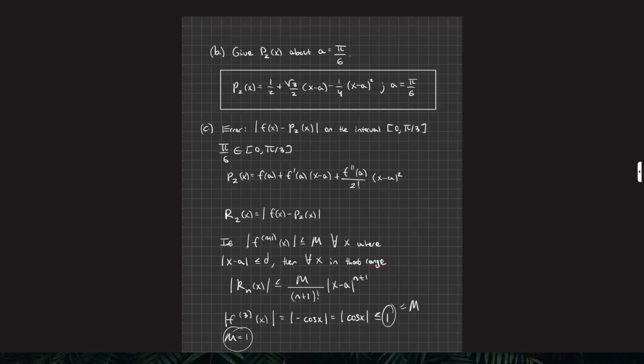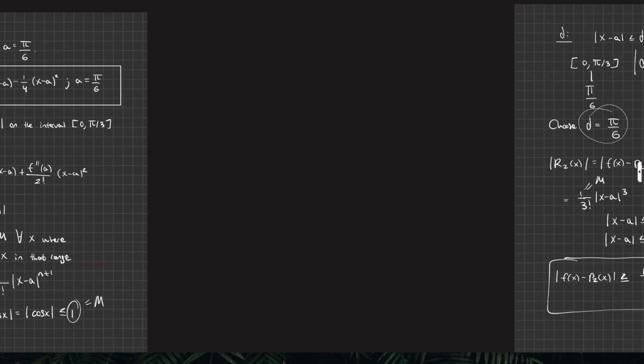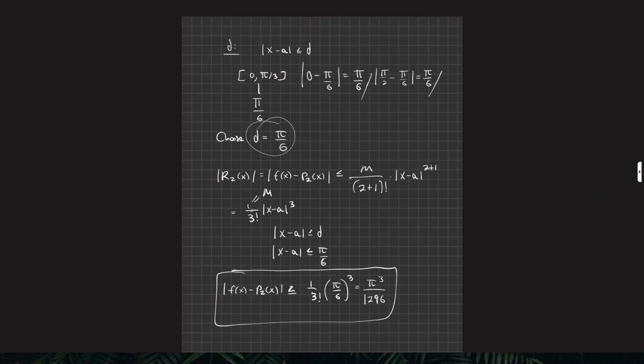And then we use the theorem from the textbook, and we find M by checking the range, and we find lowercase d by seeing where that a value sits inside of our given interval. And then we plug everything back into the inequality at the end so that we can actually get a bound. Okay, that is 23. So let's move on to 24.